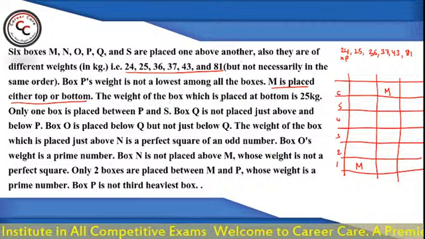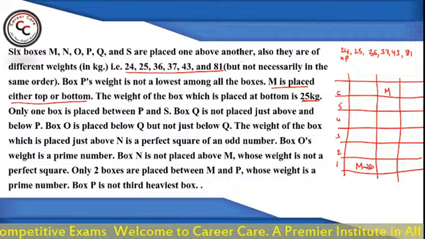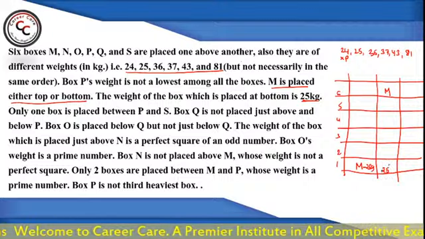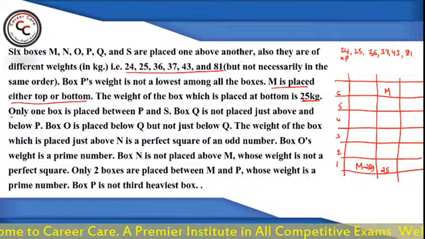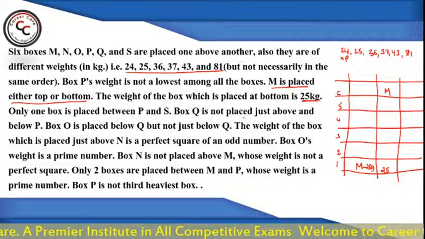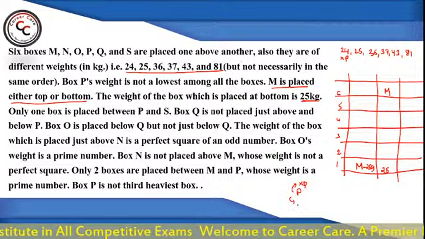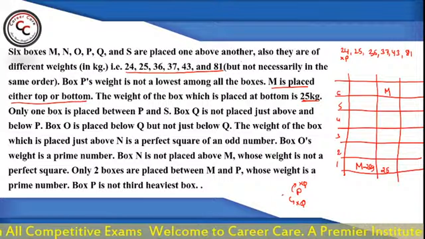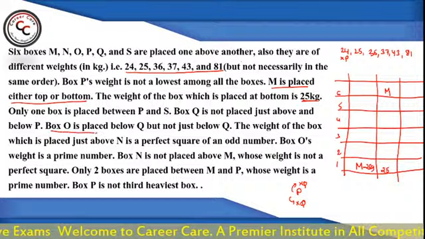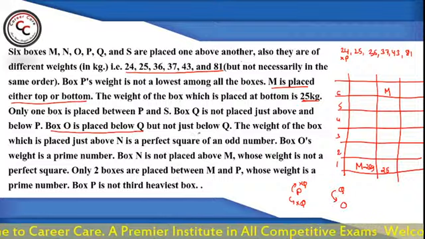The weight of the box which is placed at bottom is 25 kg. Bottom means nothing but first place. So indirectly in this possibility, M's weight is 25 kg. Simple. Then only one box is kept between P and S. No idea. Q is not placed just above and just below P. So just above and just below P, who is not placed? Q is not placed. Negative points we can eliminate by using possibilities, but right now not necessary. Then O is placed below Q, but not just below Q.